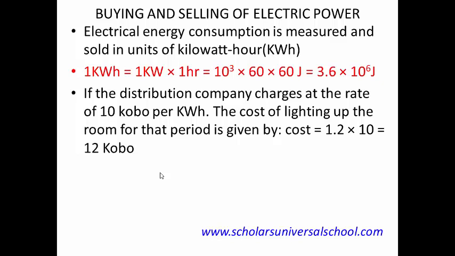Now, we could have a simple explanation to that. If your distribution company charges at the rate of maybe 10 kobo per kilowatt hour, the cost of lighting up the room for that period is given by, since your distribution company is selling for 10 kobo per kilowatt hour, the cost for that hour is going to be 1.2 times 10. So you are paying 12 kobo for making use of that bulb for that period of time.